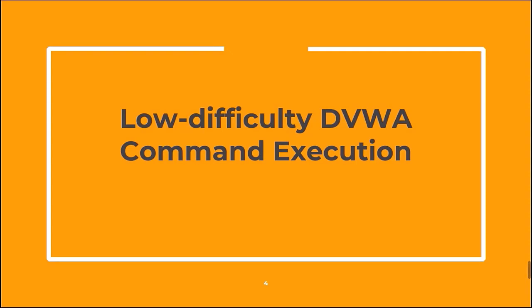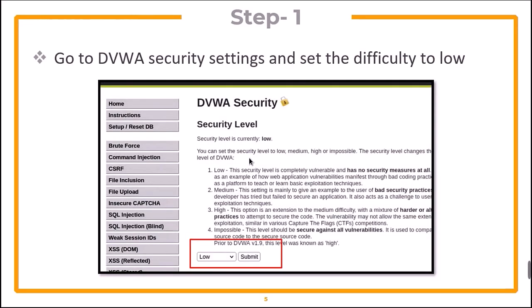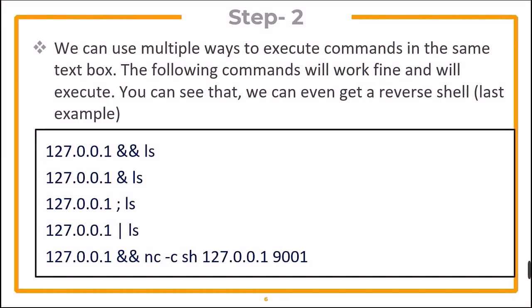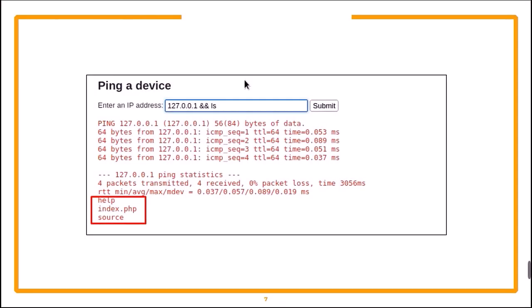Now let's first solve low difficulty command execution challenge. Go to Settings and set the difficulty to low. We can use multiple ways to execute commands in the same text box. The shown commands will work fine and will execute. You can see that we can even get a reverse shell as shown in the last example. If we use the ls command with the ping command, we can get the list of files in the same folder.